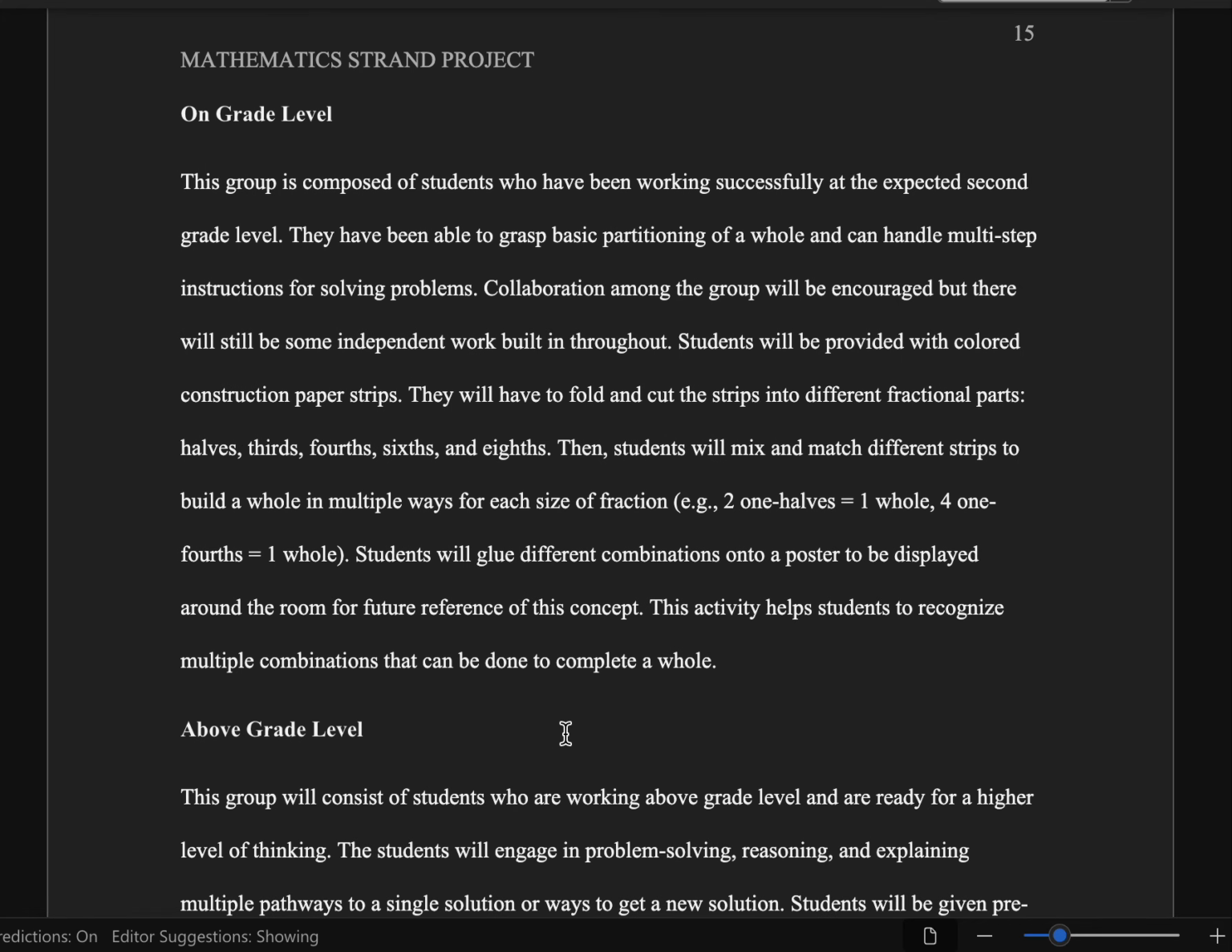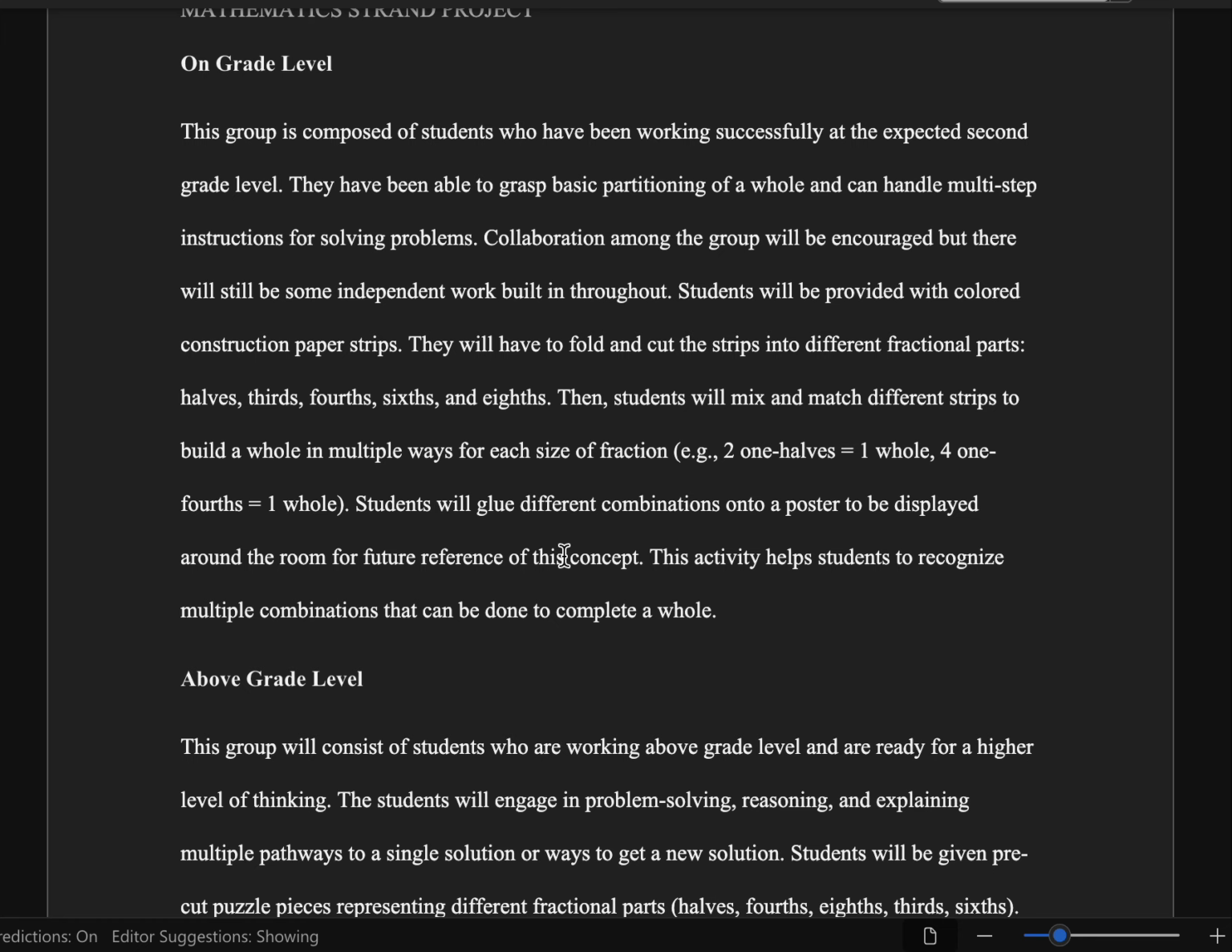The on-grade level, these are for students who are keeping up with the instruction. The group will work with paper fraction strips. They'll mark and cut up their fractions and be able to mix and match different strips to build a whole with their fraction pieces.